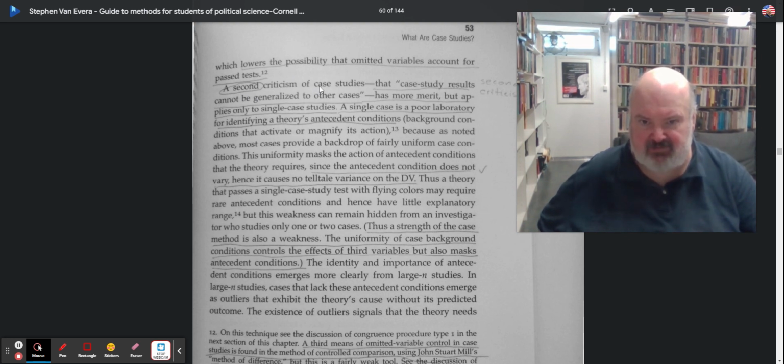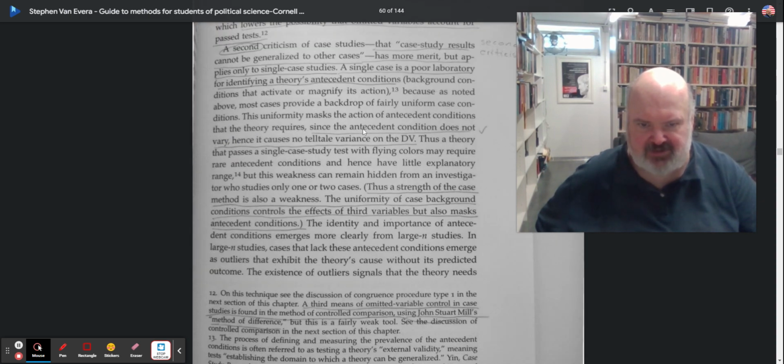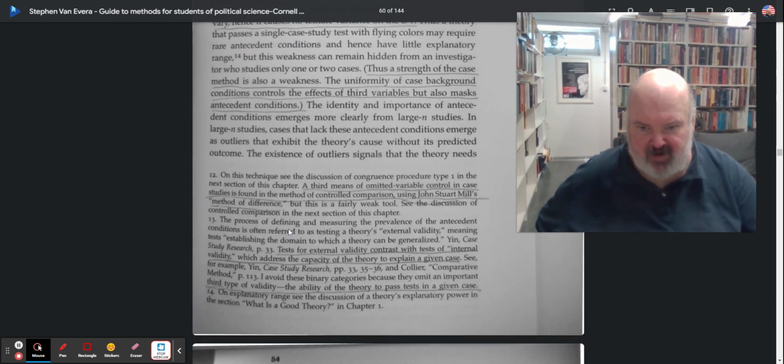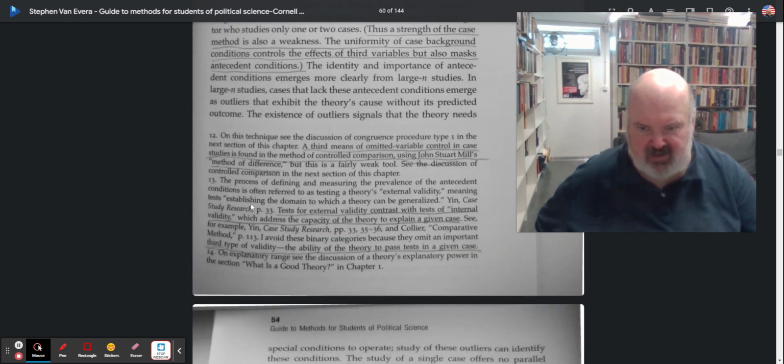The second criticism of case study, right? Is that the case study result cannot be generalized to other cases. This has more merit, but applies only to single case studies. A single case study is a poor laboratory for identifying a theory's antecedent conditions, background conditions that activate or magnify its action. The process of defining and measuring the prevalence of antecedent conditions is often central to the testing of a theory's external validity, meaning establishing the domain to which a theory can be generalized.